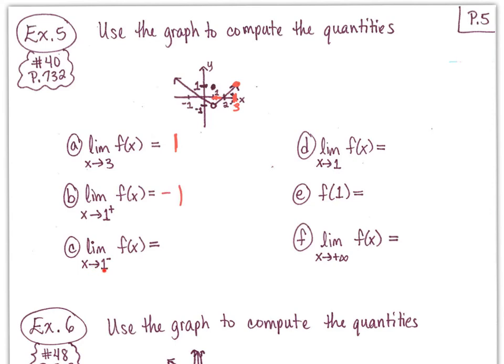As x approaches 1 from the left, notice that x is getting closer, but from the left-hand side, our function is approaching what? -1. So what is the limit of f of x as x approaches 1? Equal to? -1. Good. Why?